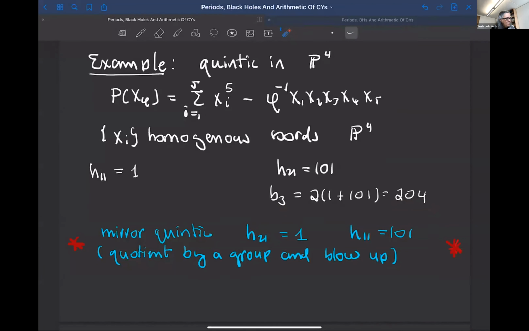But the mirror of this manifold has these numbers reversed, of course. So h21 is 1 and h11 is 101. And as is well known, one can obtain the mirror quintic by taking quotients with respect to some automorphism group of the quintic and then blowing up the fixed point singularities. So this is one example that we're going to talk about.